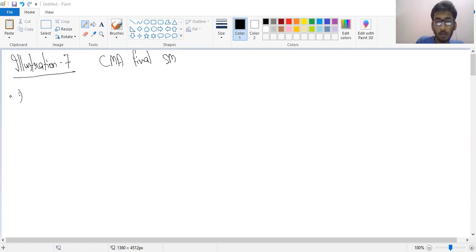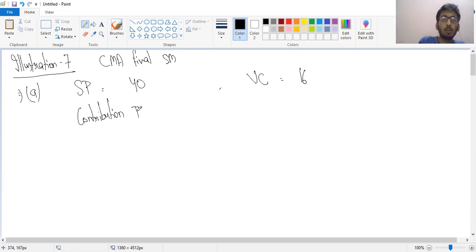So what data is given to us in point number A? Sale price is given: 40 rupees. Variable cost is given: 16. So contribution per unit, how much would it be? It is simple, it would be 24, you can say 40 minus 16. Now fixed cost is given to us. Fixed cost is 4,80,000.